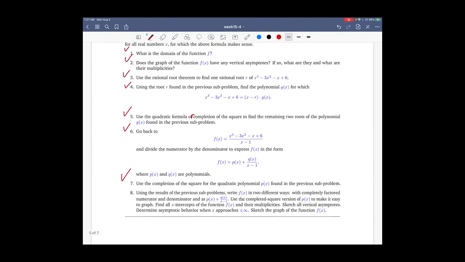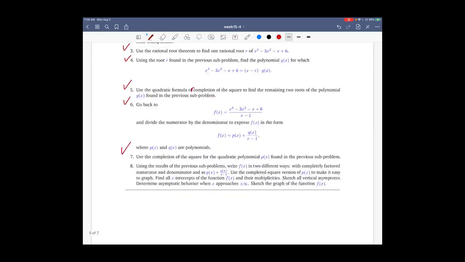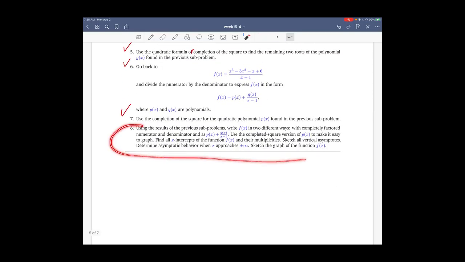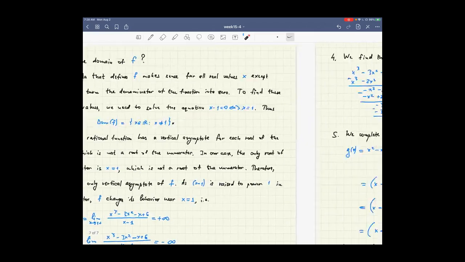Now part 8 is the most important. We get to use all of the information we found before to sketch our function f. Well, first of all, we need to write f in two different ways: with completely factored numerator and denominator, and as p plus q over x minus 1, which we found in part 6. First of all, let's do that.